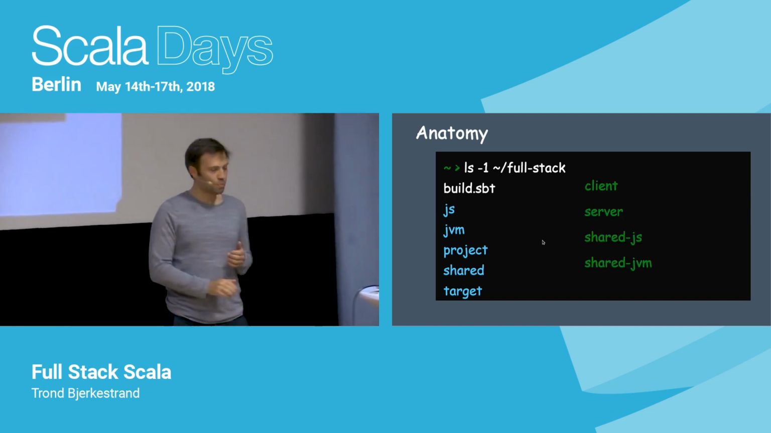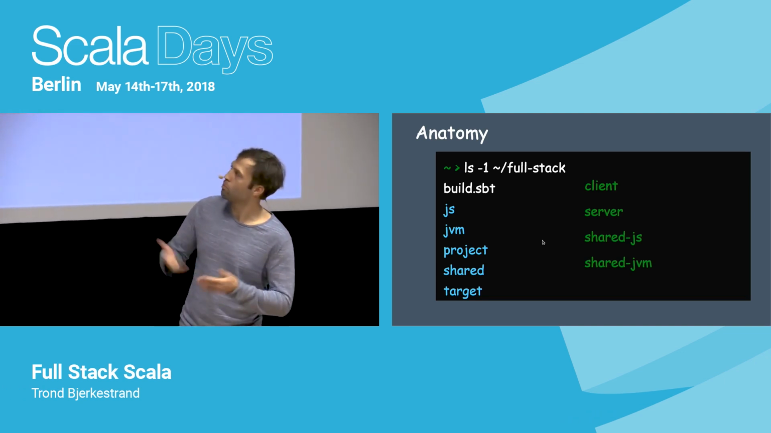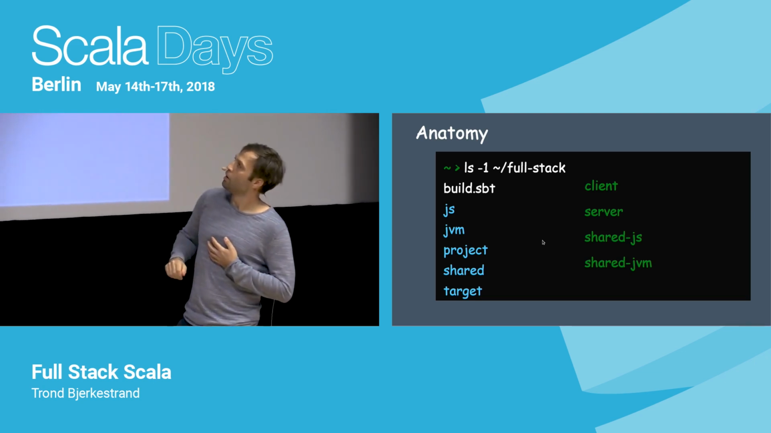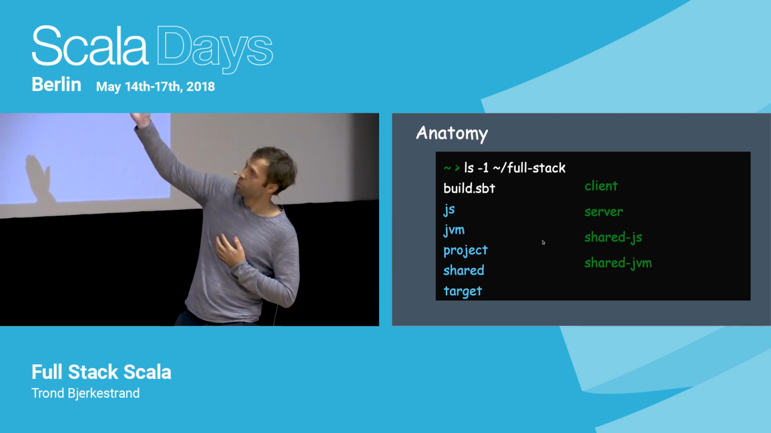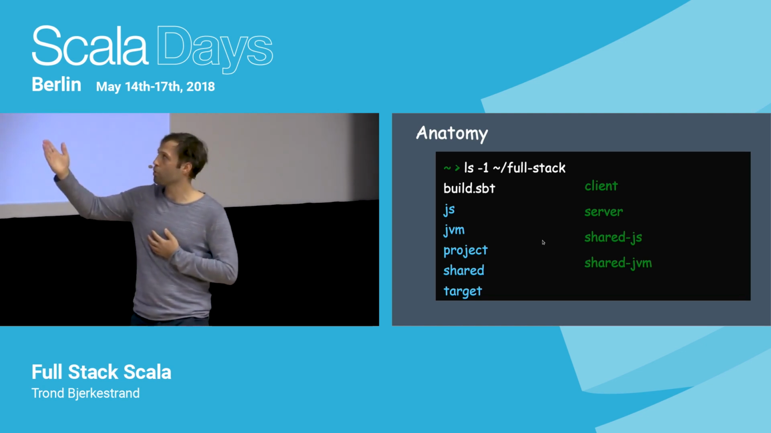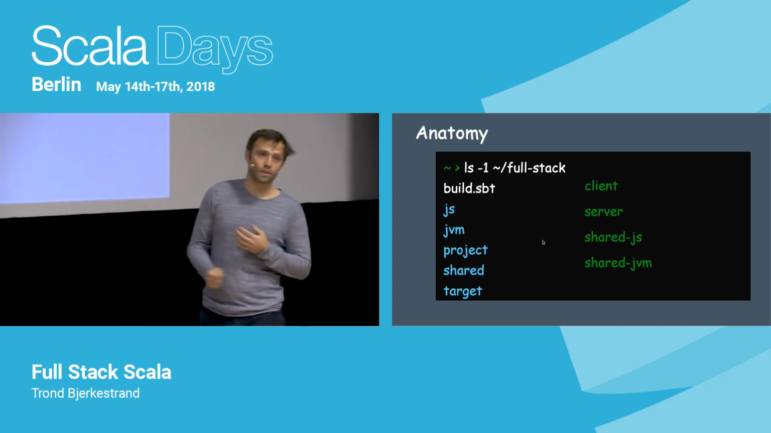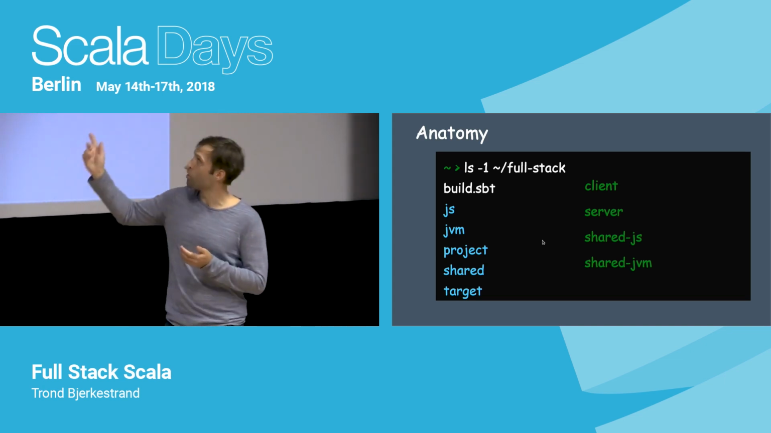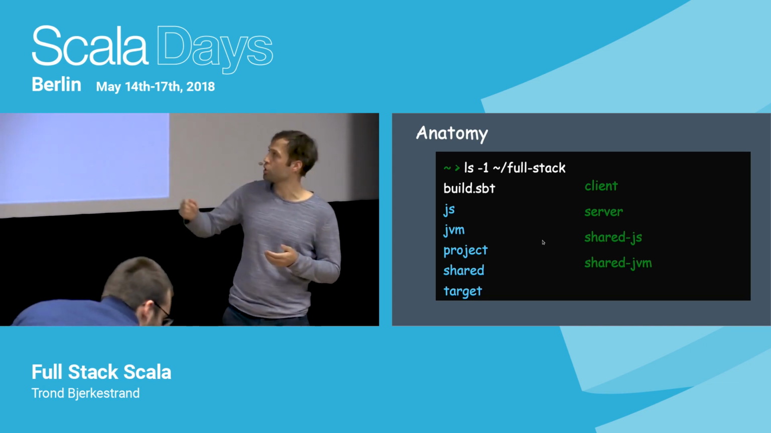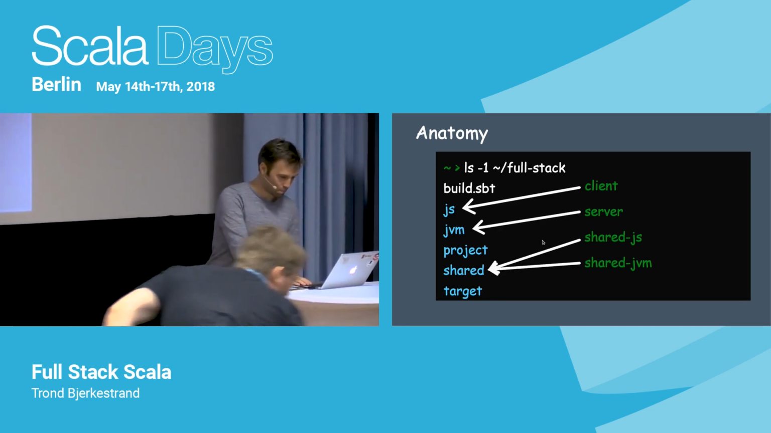If you look at build.sbt, you will see that we will have 4 projects. Okay, 4 or 5, depending on how we see it. So you will have the client project, you will have the server project, you will have a shared JavaScript project, and you will have a shared JVM project. The client project is going to depend on shared JS. The server project is going to depend on shared JVM. Okay, I think I have some arrows here.